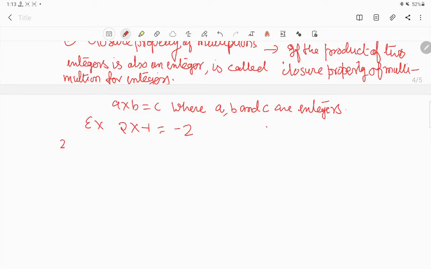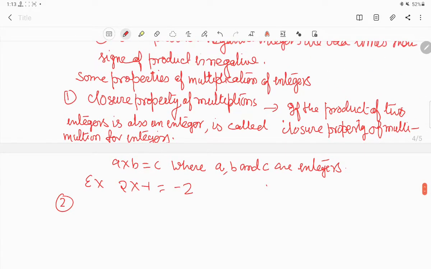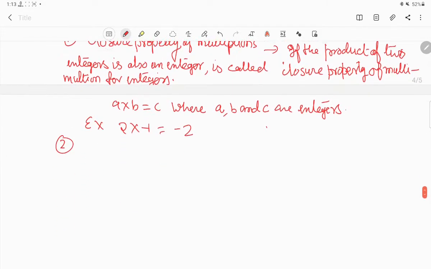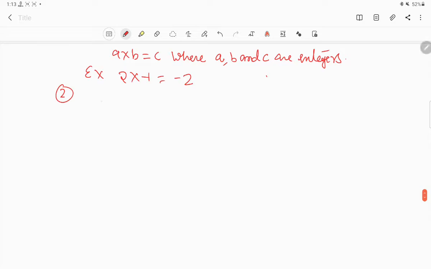Now the second property. The first property is the closure property. The second property is the commutative property of multiplication.